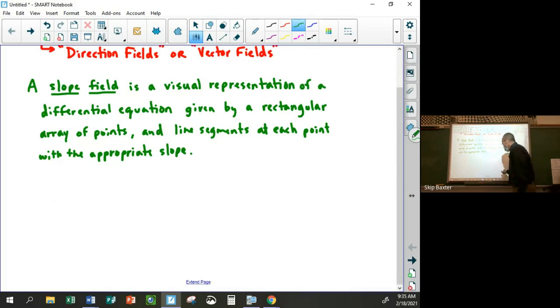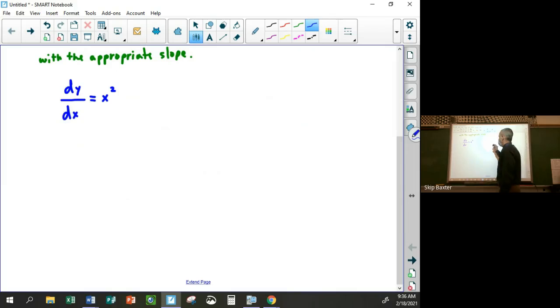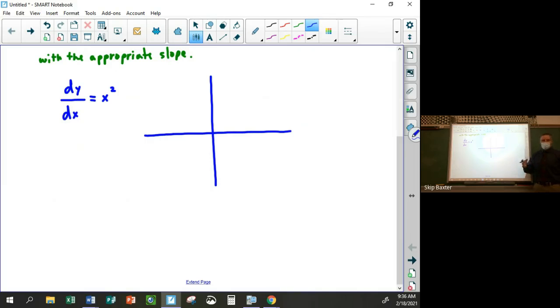Okay? So here's what I mean by this weird mumbo jumbo. For example, suppose I have a really easy differential equation like dy/dx equals x squared. If I had to provide a slope field for this, they give you an x and y axis, and they'd specify what points they wanted the slope field for. Suppose I wanted 25 points: all the points from -2 to 2 in the x direction and from -2 to 2 in the y direction at the integers.